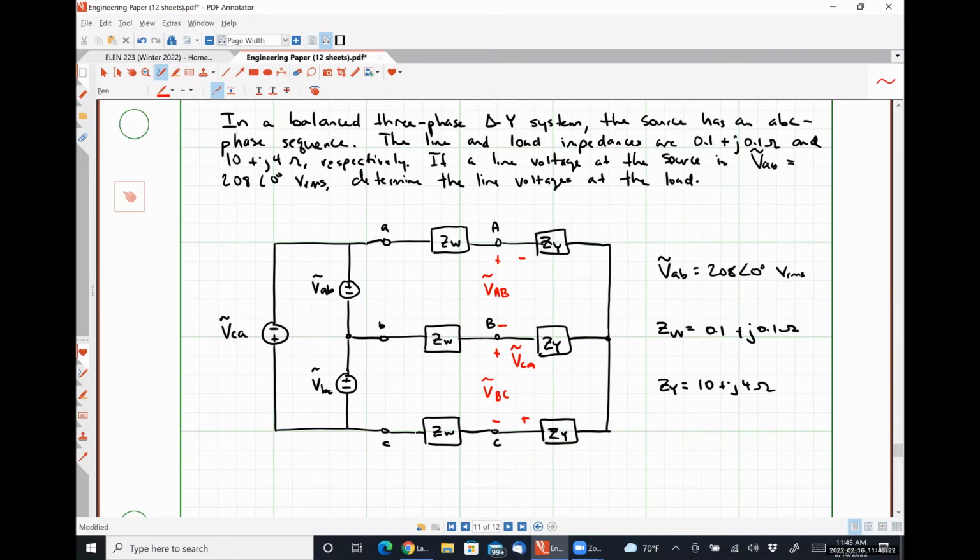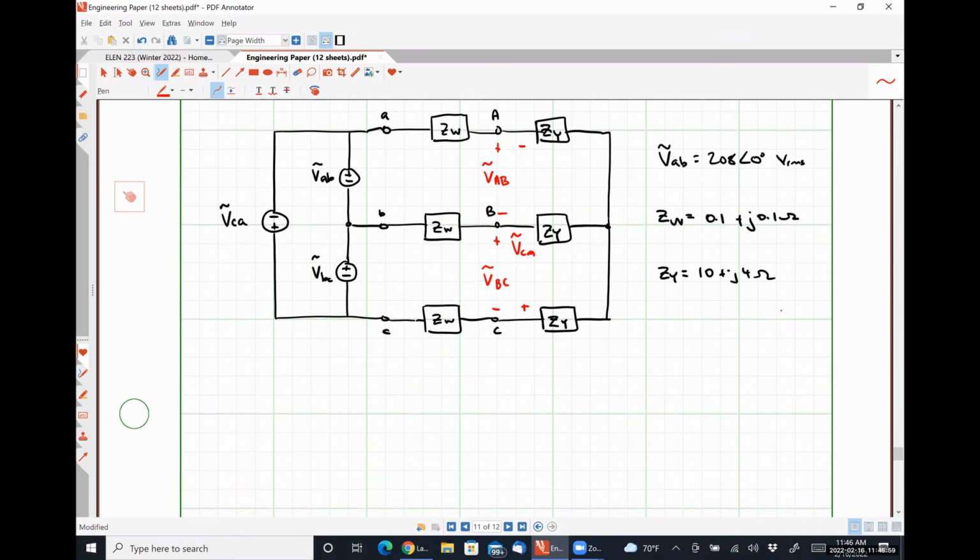So can we apply our single phase equivalent circuit to this circuit as it is? No, because it's not a YY circuit. Our single phase equivalent circuit is only applicable for a YY system. How do we make this guy look like a YY system? Transform the source to a Y-connected source. Absolutely right.